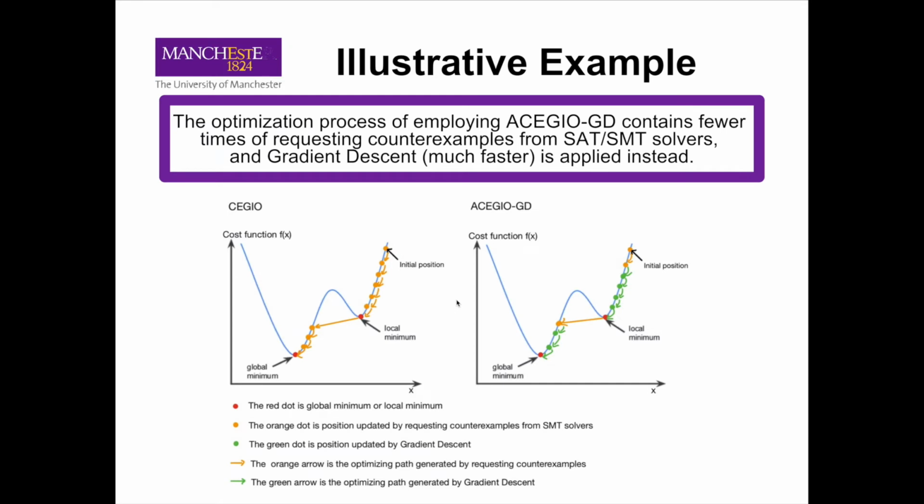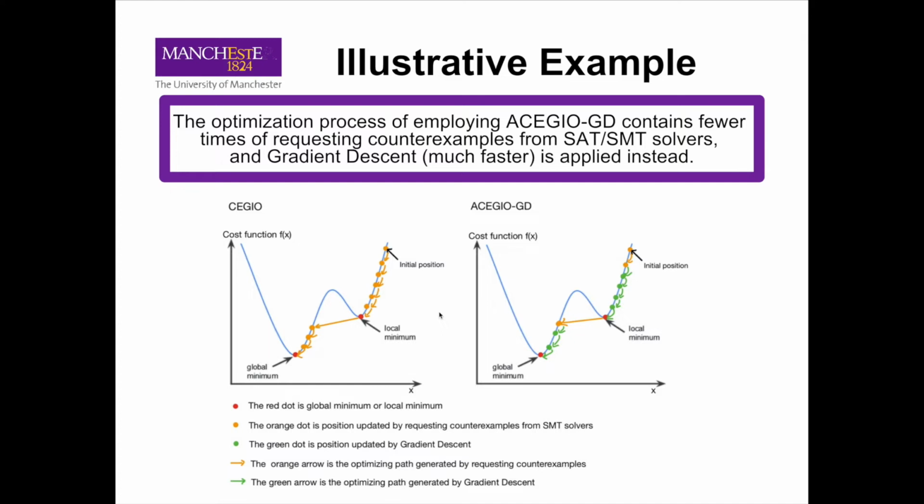Here is an example explaining why ACGL is more efficient than CGL. Assume we have a cost function fx. On the left is the process updated by CGL. Starting from the initial position, it updates the optimal candidate only by requesting counterexamples. And as for ACGL, starting from the initial position with requesting a counterexample once, then gradient descent is applied until it traps in a local minimum.